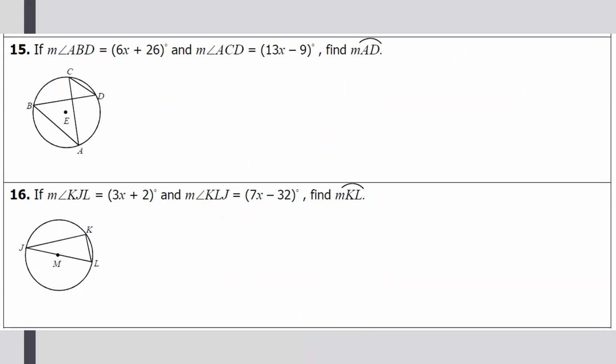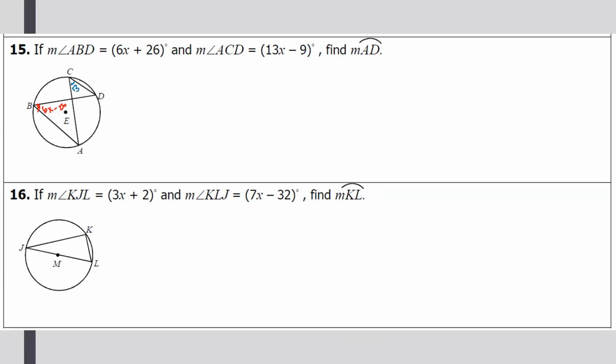All right, so number 15 deals with some overlapping angles. Let's check that out. It says the measure of angle ABD is 6x plus 26. ABD, that's right here. I'm going to write it kind of small. 6x plus 26, that's this angle. And angle ACD, let's use a different color. Let's do blue. ACD, that's this guy right here, is 13x minus 9.